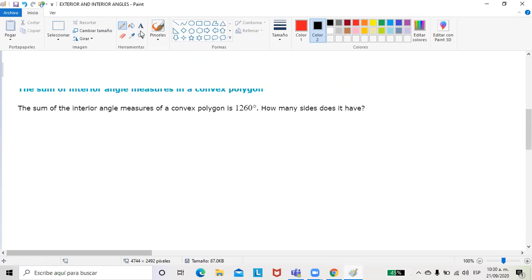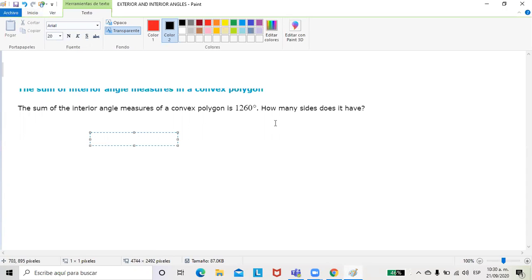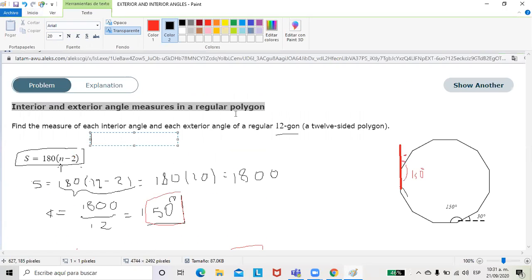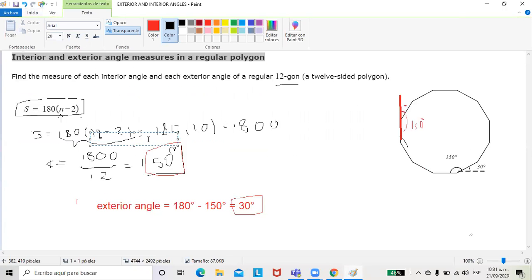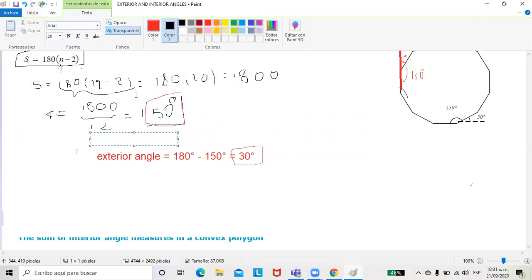Okay, so let's make another kind of problem. The sum of the interior angle measures of a convex polygon is 1260. So how many sides does it have? We don't know if the polygon is regular or irregular, but we know the sum. And as I told you, this formula is for all polygons. It doesn't matter if they are regular or irregular. So we have the same formula.